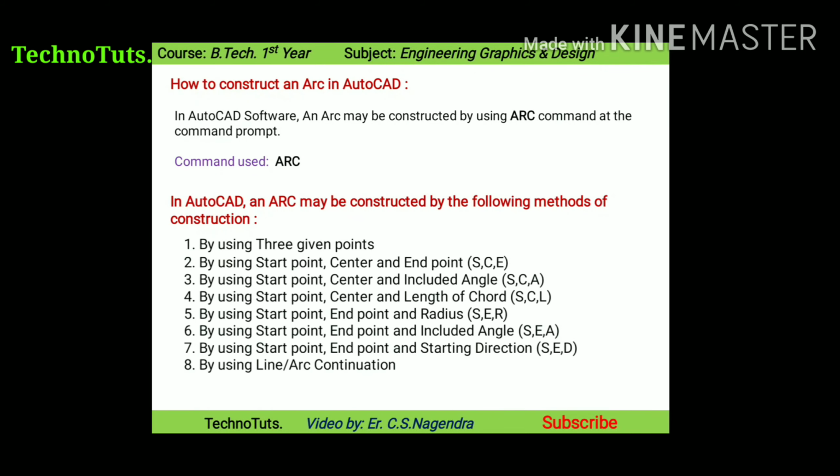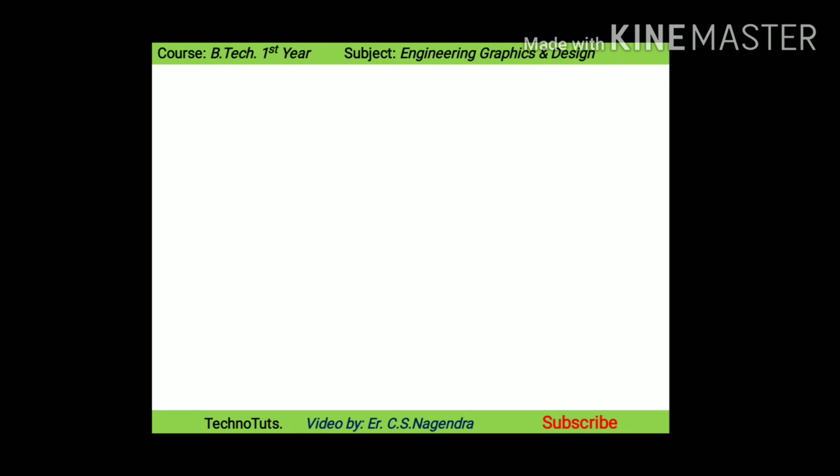In AutoCAD, an arc may be constructed by the following methods: by using three given points, by using start point, center and end point, by using start point, center point and included angle, by using start point, center point and length of chord, by using start point, end point and radius, by using start point, end point and included angle. Seventh, by using start point, end point and starting direction, and eighth, by using the line arc continuation method. Let us see them one by one. Let us see method number 1.